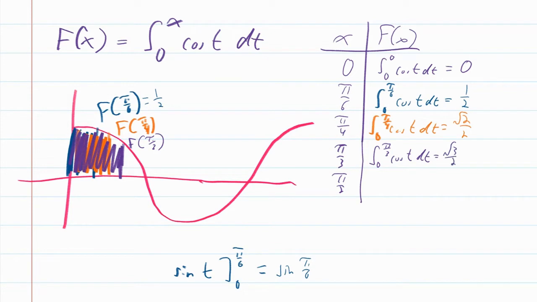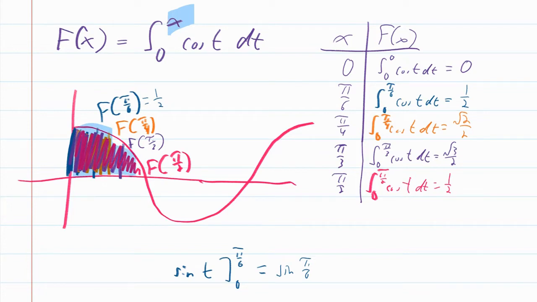And finally, for my set, I can do the entire top region, this whole thing here. This would be big F of pi over 2, which is the integral from 0 to pi over 2 of the cosine of t dt, and that is equal to 1. So as I increased my x, it's like I'm increasing the amount of area that I'm taking. I'm accumulating area.